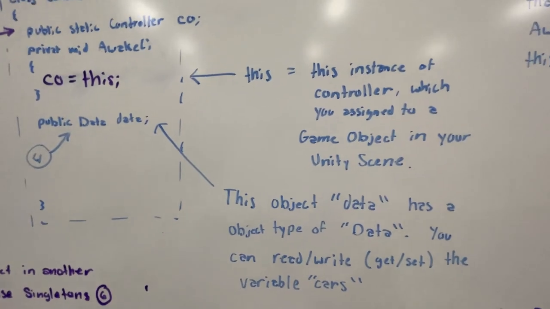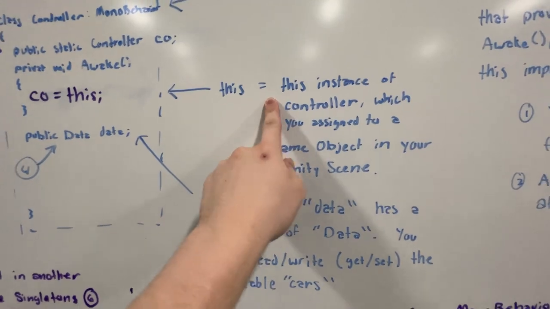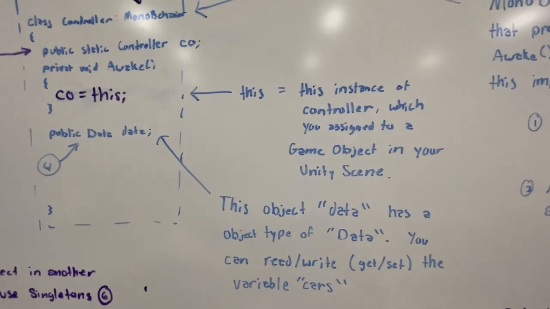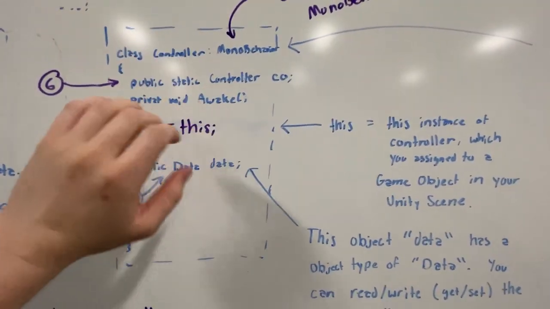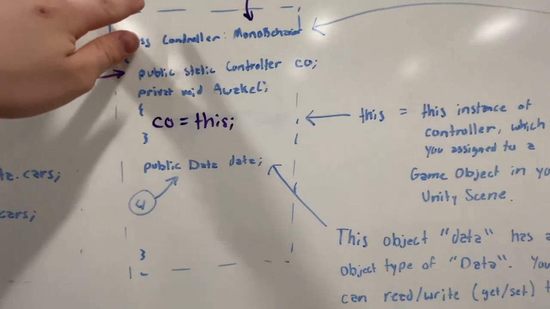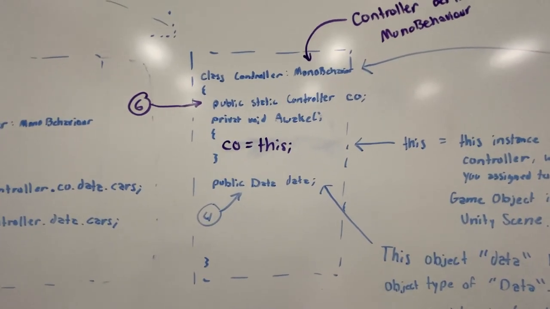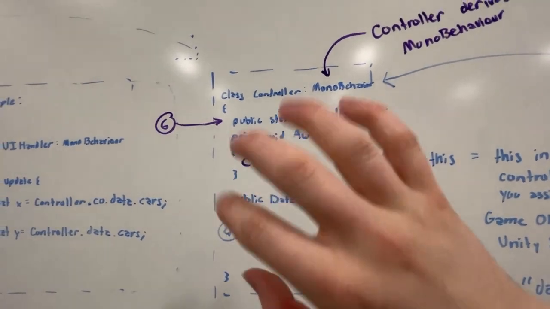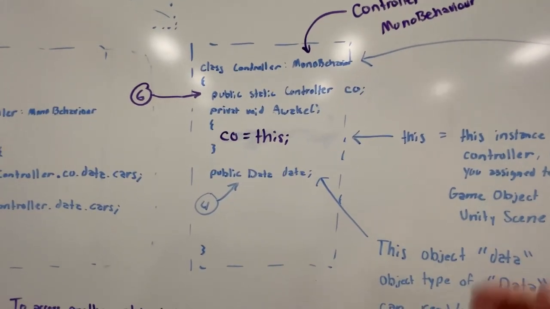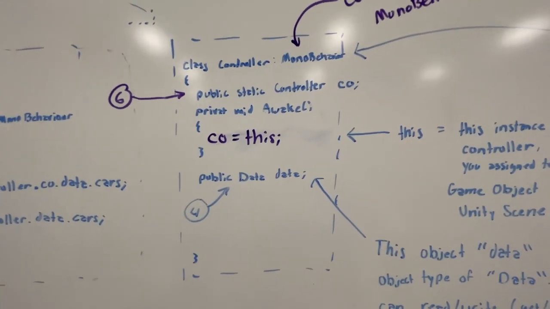So a few more things I want to point out is that this term right here is basically this instance. You're basically saying it as like this instance of controller. So this exact instance, which you assign to a game object in your Unity scene. So if you dragged your controller script or added it as a component to a game object in Unity, that would be this, right? That component in that game object is literally this, if that makes sense. It's kind of weird saying it, but it literally means that.